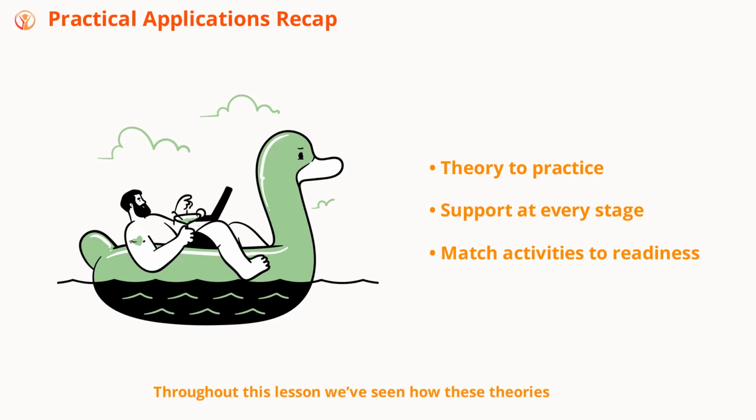Throughout this lesson, we've seen how these theories translate into practical classroom activities. From input workshops to negotiation practice, and from AI-powered feedback to scaffolded grammar instruction, each approach is designed to support learners at every stage of their development. The key is to match activities to learners' needs and readiness, ensuring both challenge and support.